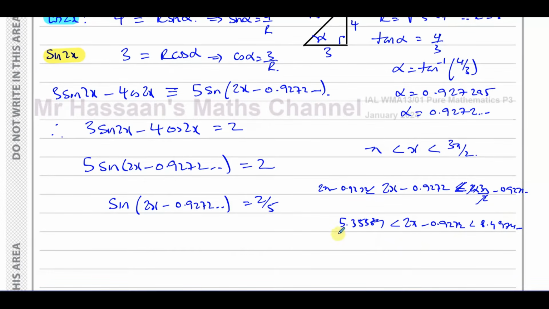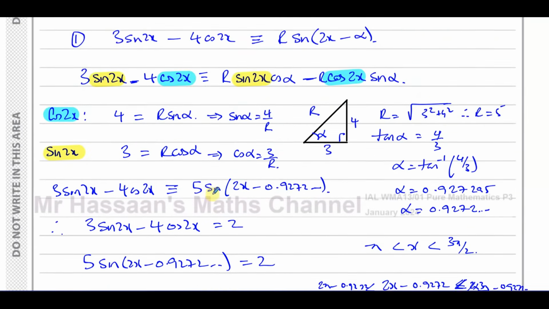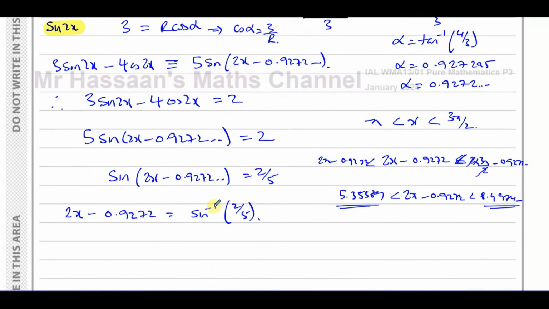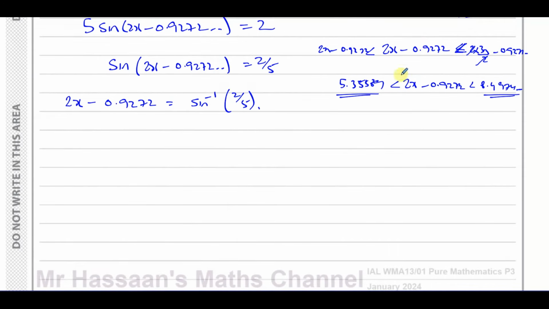So now my limits of my angles are between these two limits. I have to catch angles between those limits for 2x minus 0.9272. When I've found my answer, I have to adjust for x. So the first answer, 2x minus 0.9272, is going to be given by inverse sine of 2/5. And you can see here there's going to be one answer, not multiple answers, because it's a very limited range.